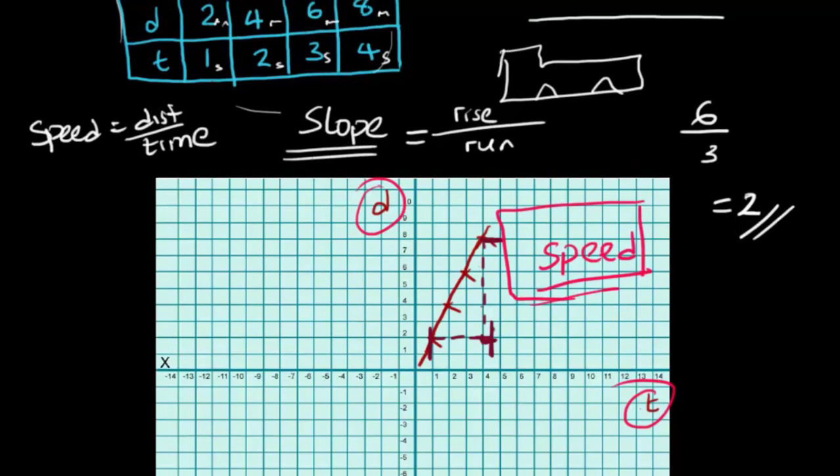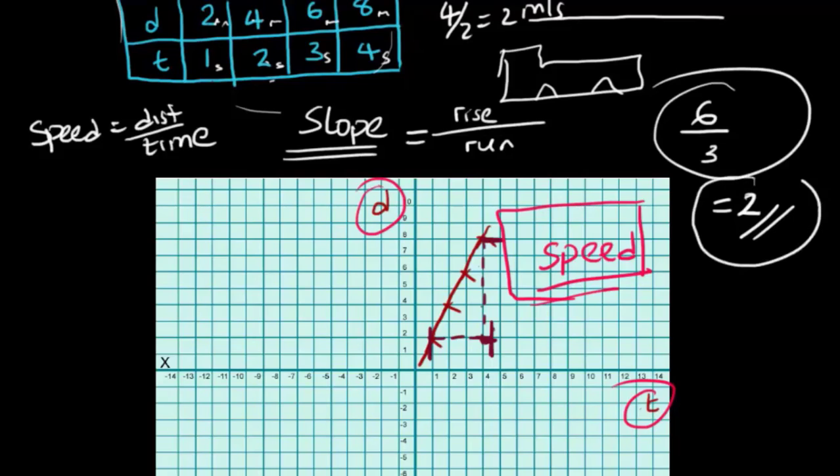So if we try to calculate the speed from any of the variables we have in this table, let's pick 4 and 2 for example. It means that the speed will give me 4 over 2, which is 2 meters per second. Can you see that that is what we got in the slope, 2? So for a distance time graph, the slope is actually the speed. Now, do you understand that?